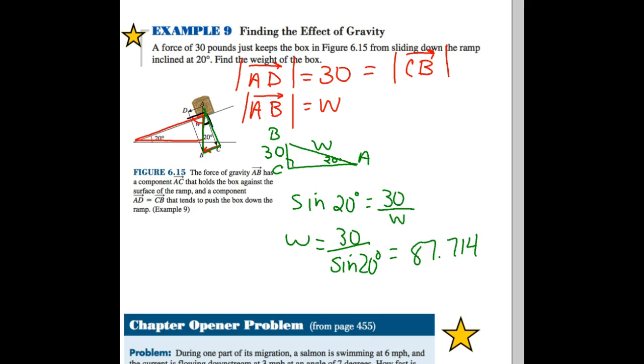And weight was measured in pounds? Okay. Questions on that one?